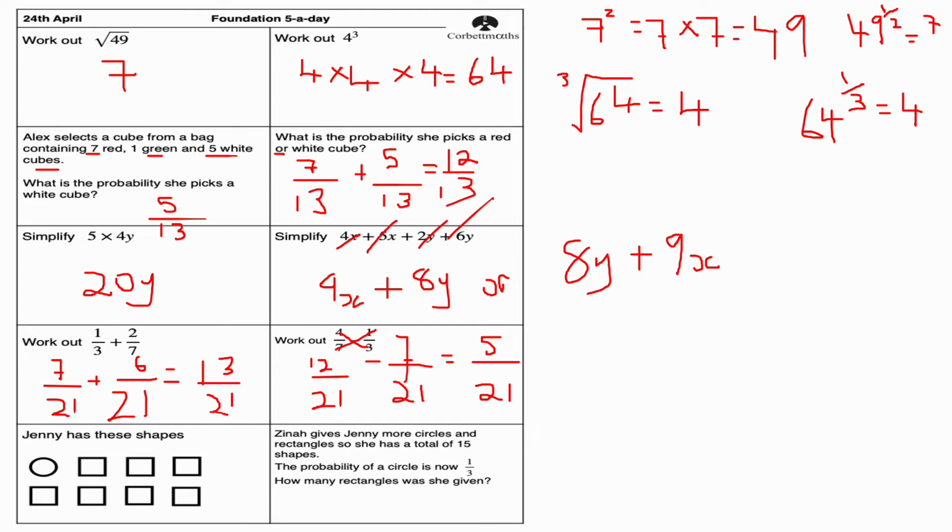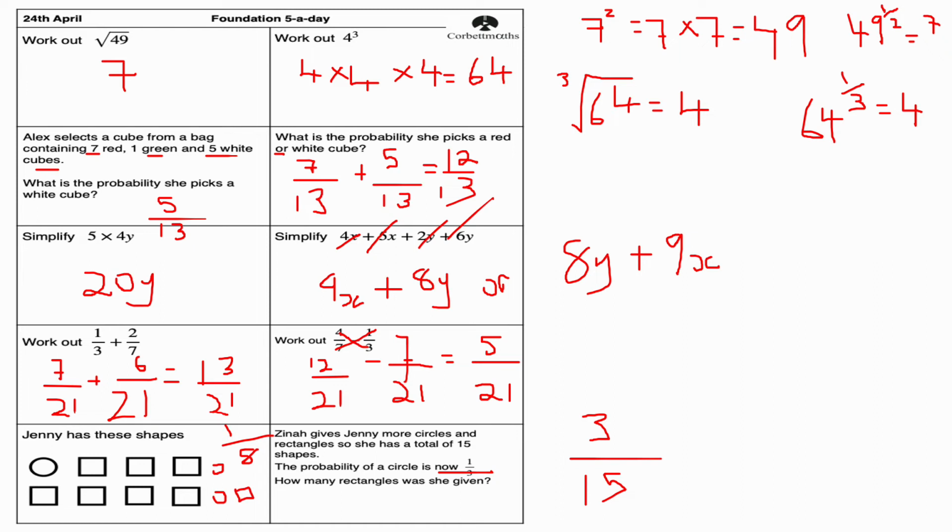Last question. Jenny has these shapes. Zina gives Jenny more circles and rectangles, so she has a total of 15 shapes. The probability of a circle is now 1/3. How many rectangles was she given? At the minute it's 1 out of 8, isn't it? Now, for the probability of a circle, if it's out of 15, it has to be 3 circles out of 15. So that means 2 more circles were drawn, which makes it 10 in total.